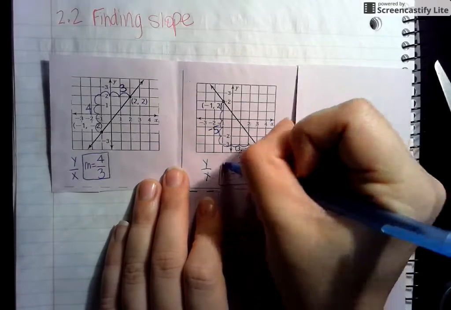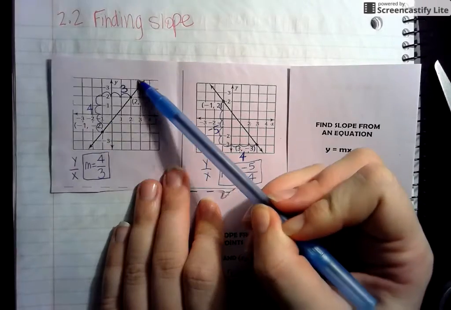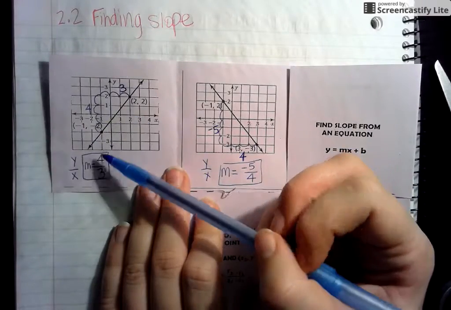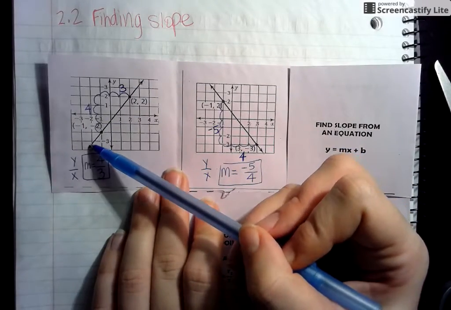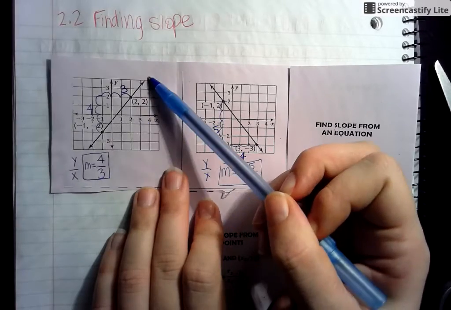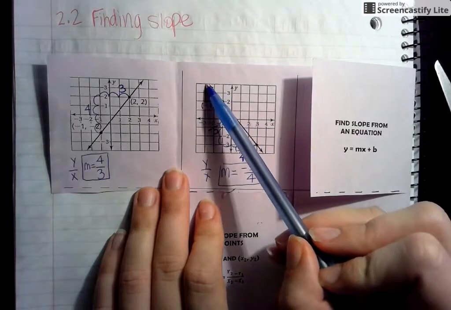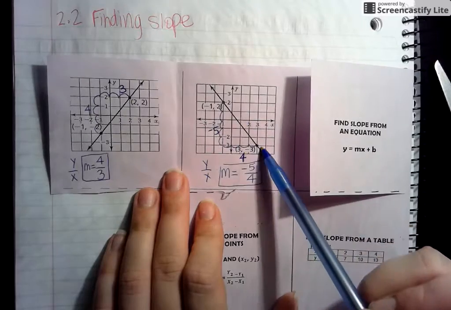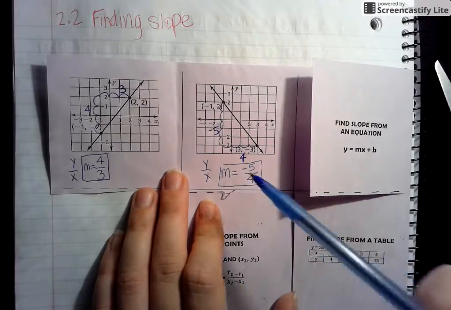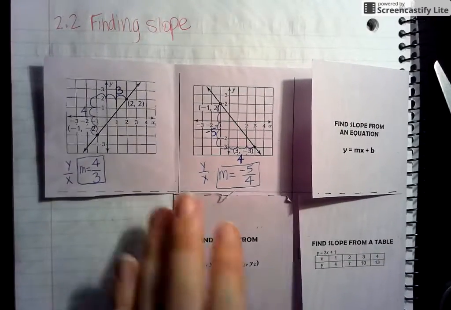Now, if you notice, with this line, you can check to see if your answer is correct, because it should be a positive slope because it rises to the right. Now this one declines from the left, so it is a negative value. So that's how you know you're correct.